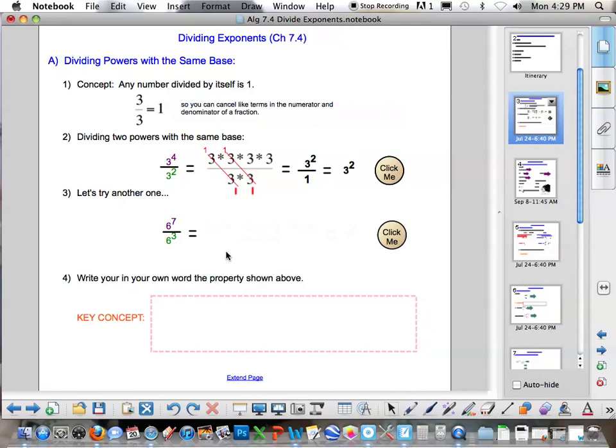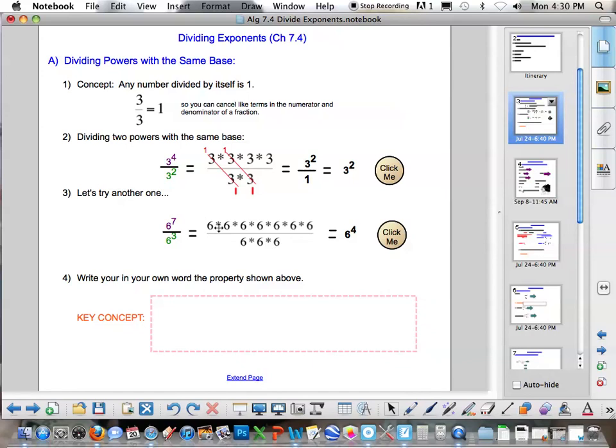Okay, let's try another one. In this case, we have 6 to the 7th as a numerator and 6 to the 3rd as a denominator. I'm going to write that out so we can see a pattern and hopefully use it to write a nice formula that will help us in problems to come, so we don't have to write out all these times. Let's see if we can see the pattern. We're going to write 7 6's here: 1, 2, 3, 4, 5, 6, 7. 6 to the 7th, and then 3 here on the bottom.